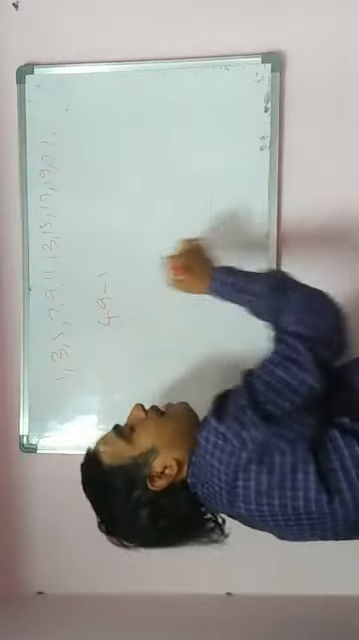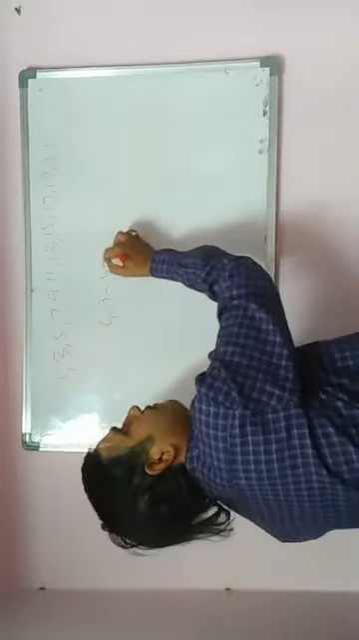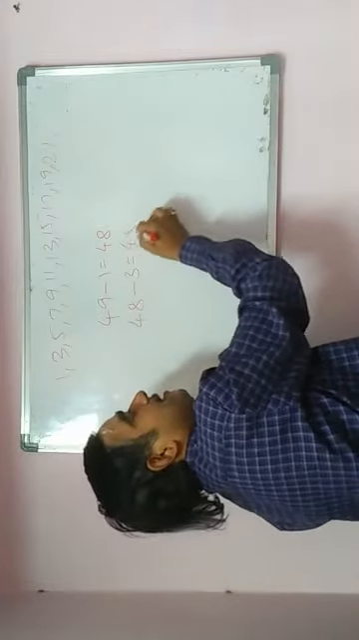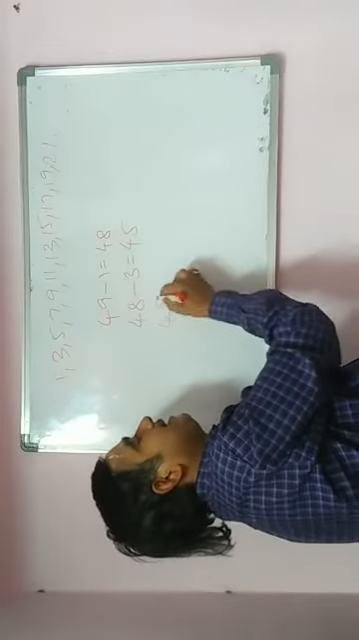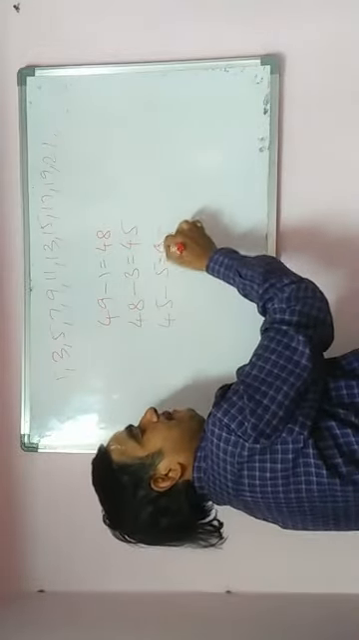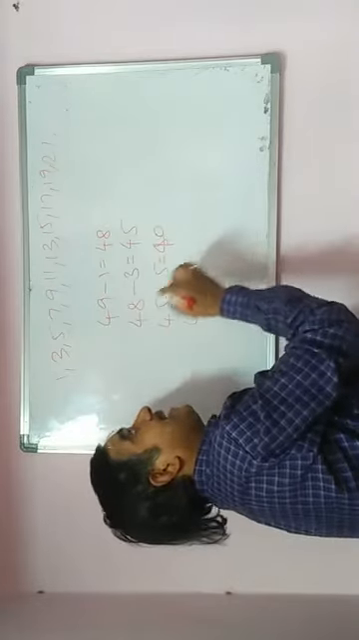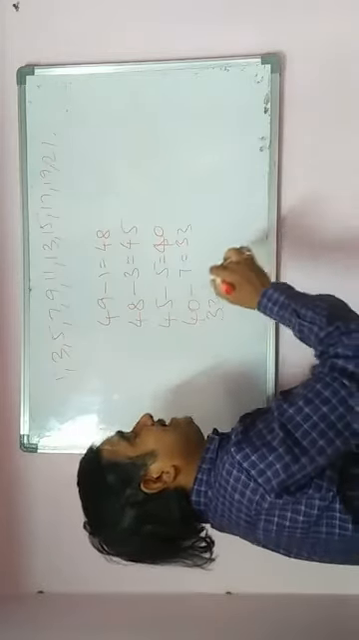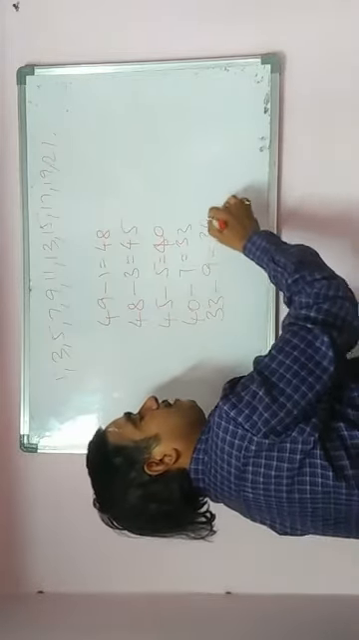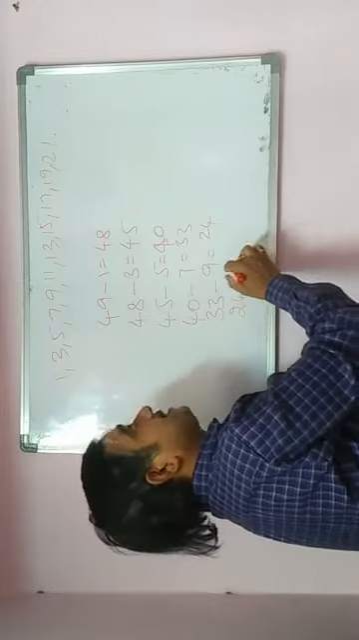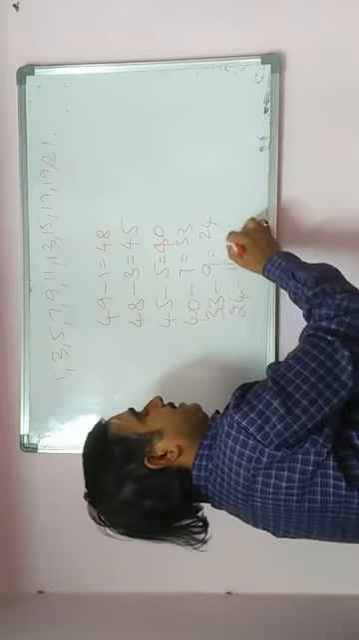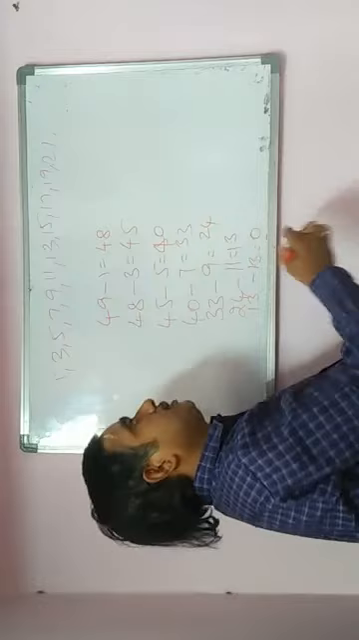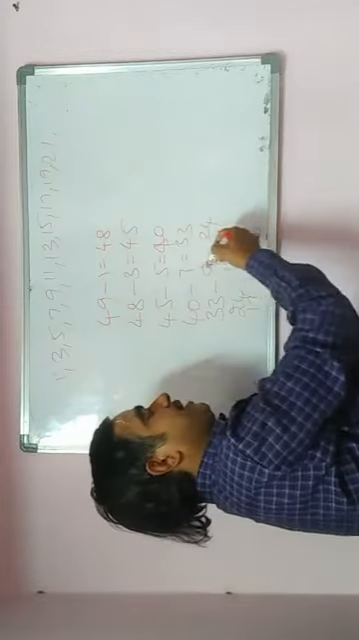First number, 49 minus 1 is 48. The next odd number 3: 48 minus 3 is 45. The next odd number 5: 40. The next odd number 7: 33. The next odd number 9: 24. The next odd number 11: 13. The next odd number 13: 0. Successive odd numbers 1, 3, 5, 7, 9, 11, 13.